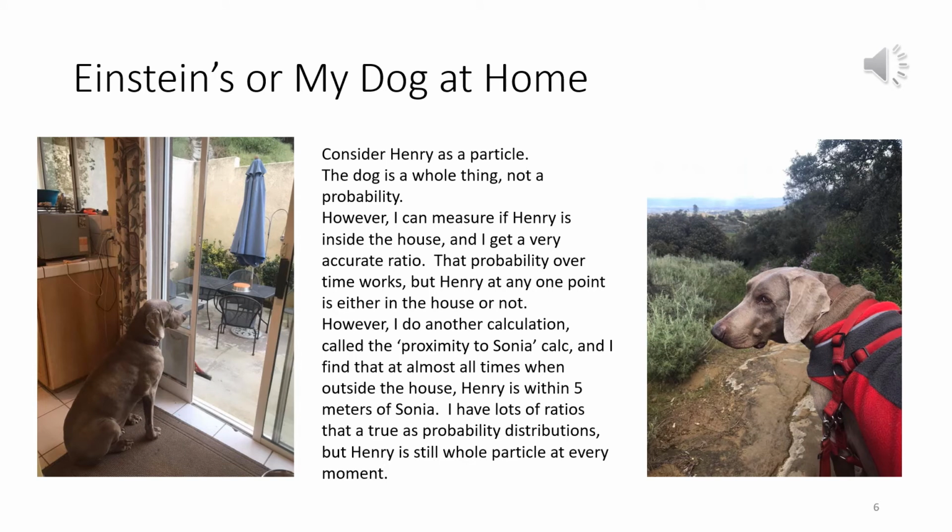A dog is a whole thing, not a probability. However, I can measure if Henry is inside the house, and I get a very accurate ratio. That probability over time works, but Henry at any one point is either in the house or not. However, I do another calculation, called the proximity to Sonia calc, and I find that at almost all times when outside the house, Henry is within 5 meters of Sonia. I have lots of ratios that are true as probability distributions, but Henry is still a whole particle at every moment.